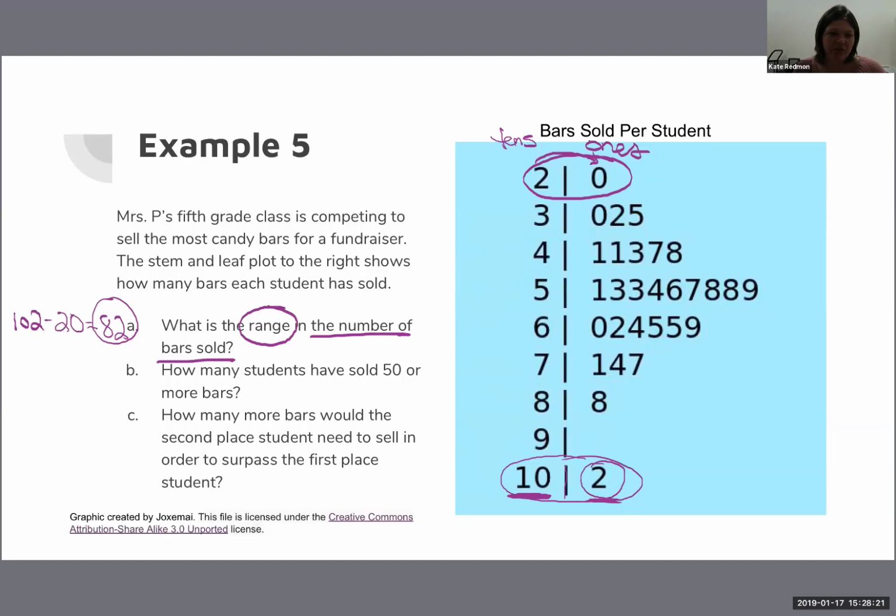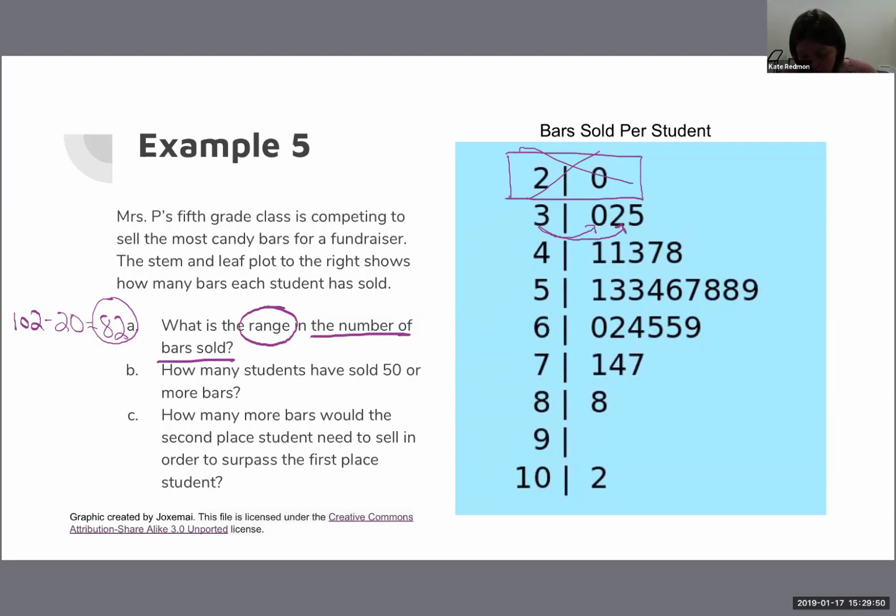Now, again, these are simple questions, but this is a tricky kind of graph to read. So B says, how many students have sold 50 or more bars? How many bars has this student sold right here? 20. Okay, wonderful. So they did not sell 50 or more bars, so we won't count them. How about this next row? This represents 30, and then I have a 32, and then I have a 35. So right there I have 3 students. Did any of them sell 50 or more bars?